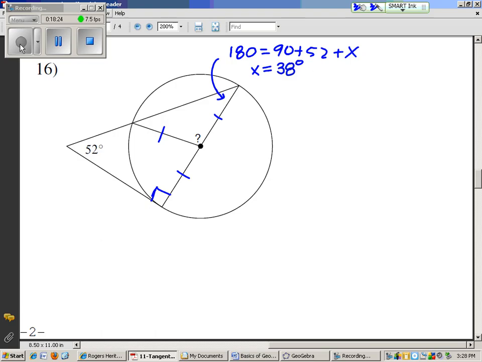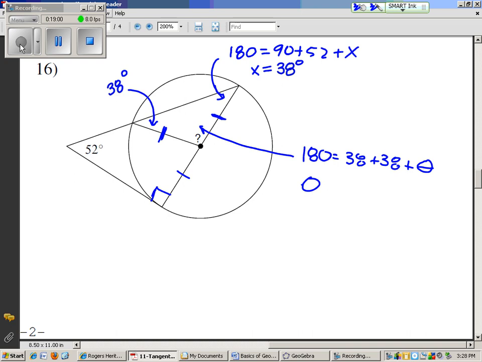And if this is 38, then the other one, since this is an isosceles triangle right here and here, then this angle also has to be 38 degrees. Okay? And since I have those, I can use the triangle sum theorem again to find this angle. 180 equals 38 plus 38 plus, we'll call it theta this time. And that's going to be, let's see, 180 minus 76, so 104 maybe? So this is 104 degrees.